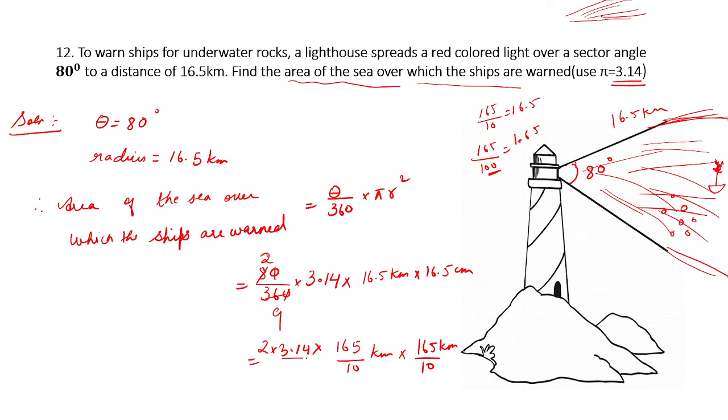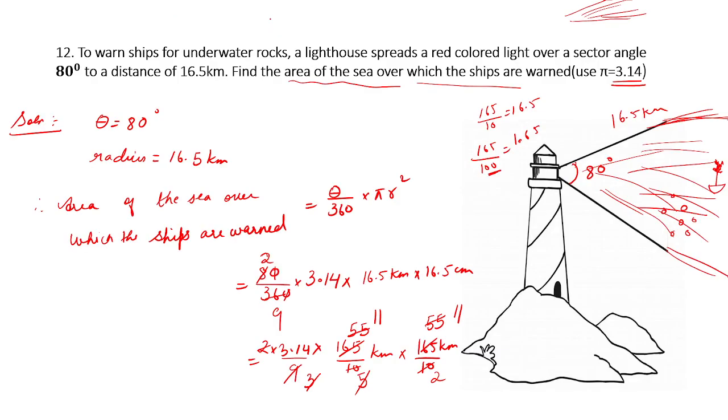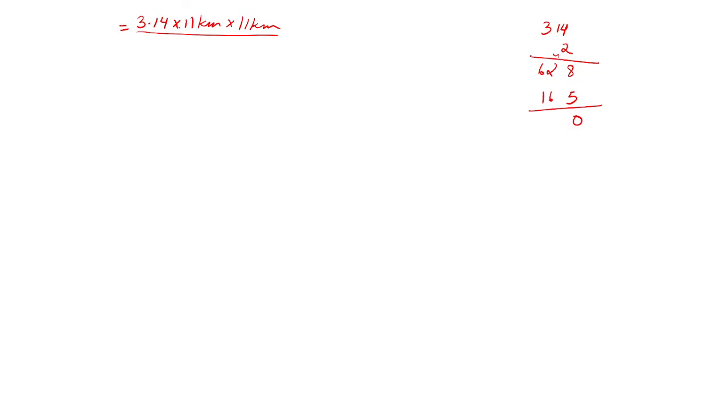So divided by 100. I did this because 3 into 55 is actually 165. Again, 3 into 55. Now you look at this: 2 into 5 is 10, and 5 into 11 is 55. So we have made our work much easier, right? Finally we're left with 3.14 into 11 kilometer into 11 kilometer divided by 2. Instead of doing the huge calculation, this is much easier.